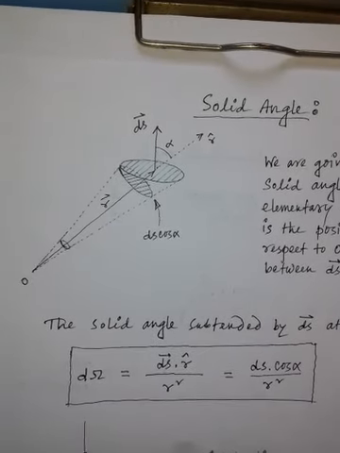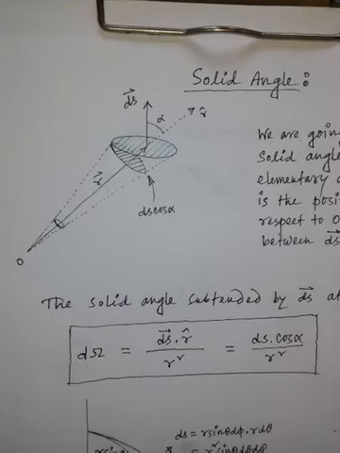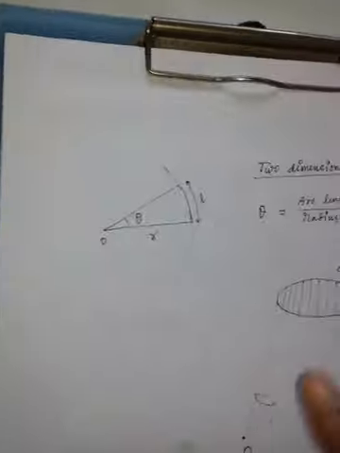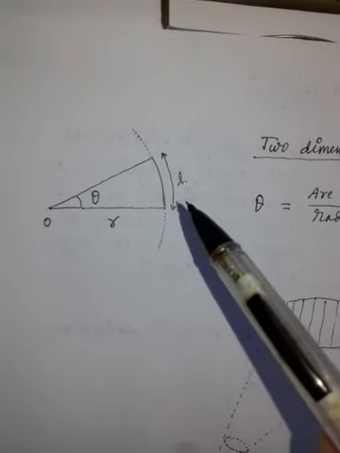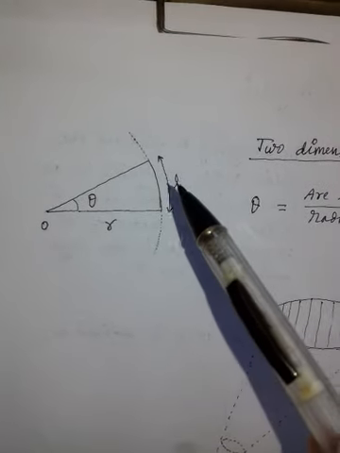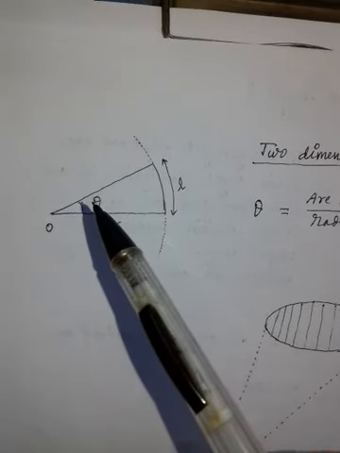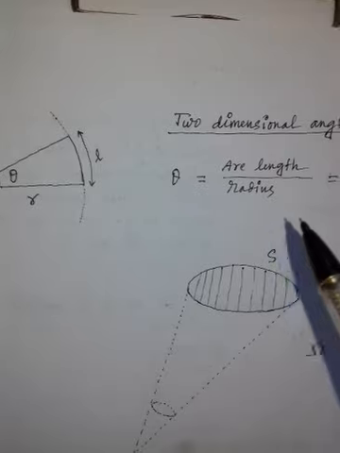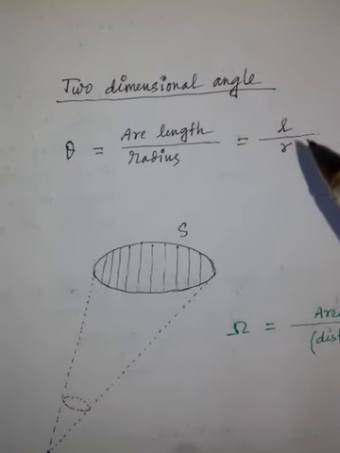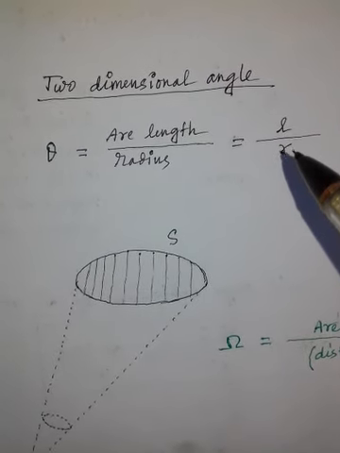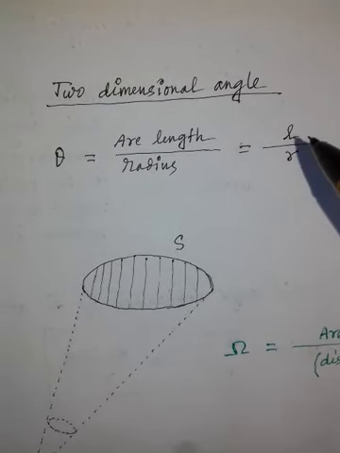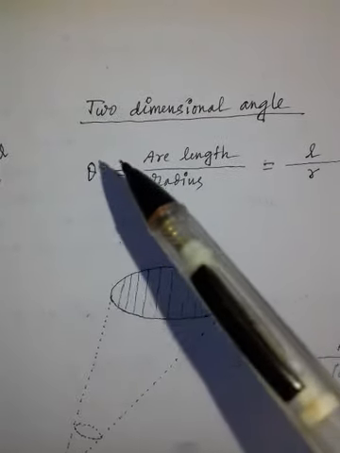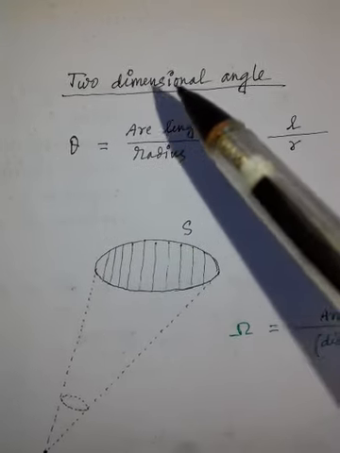Today's topic is solid angle. Before starting, let me recapitulate our two-dimensional angle. A two-dimensional angle is always made by an arc length. Here, an arc length L makes a two-dimensional angle theta, which is defined as arc length by radius, equal to L by R. As both L and R are of the same dimension, that is of length, we get the two-dimensional angle theta as a dimensionless quantity.